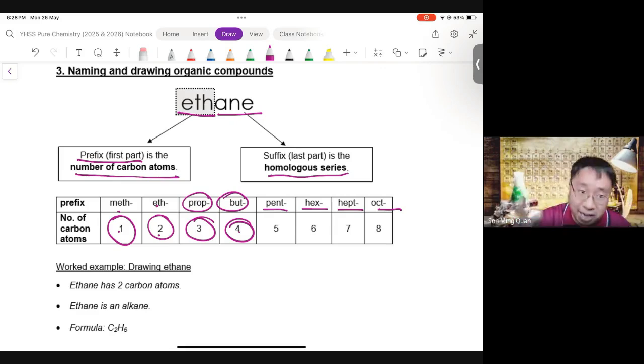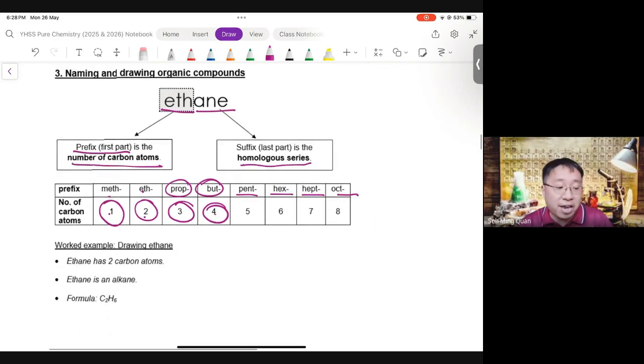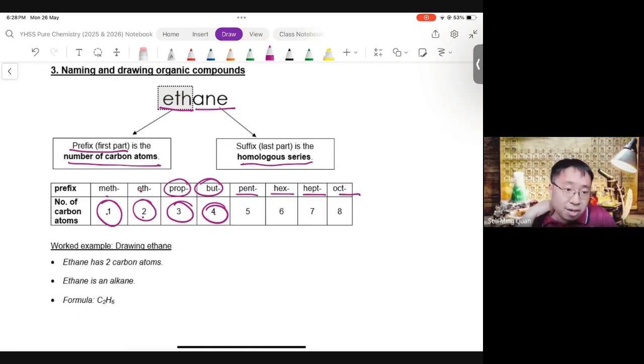Alkane, so it ends with ane. All right, so in this case, ethane, eth means 2 carbon, and it is an alkane. So how to draw? We will start with the 2 carbons. I will put them in one line. It's an alkane. Do alkanes have a double bond? Do alkanes have OH? Do alkanes have COOH? So you've got to remember, alkanes don't have a double bond. Alkanes don't have OH. Alkanes also don't have COOH. So it's just a single bond. Very plain, very simple.